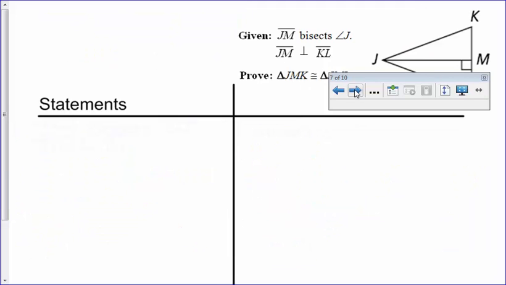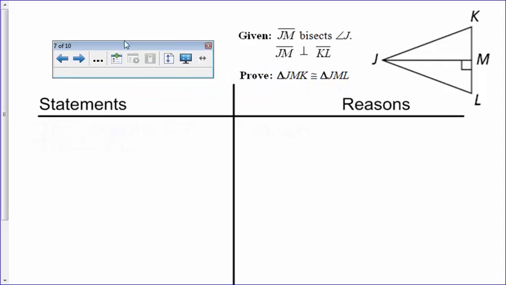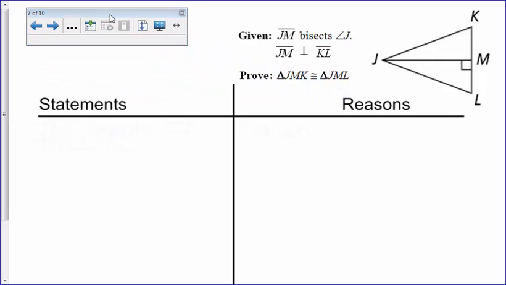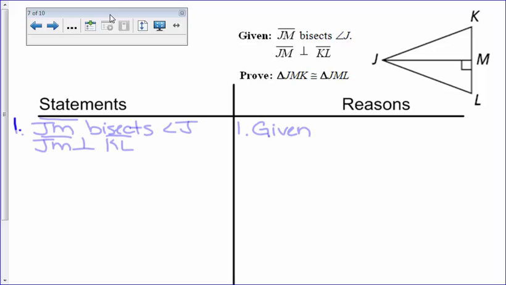Okay, so let's go ahead and take a look. This is more of a longer proof that you'll need to know because it doesn't really give you anything congruent yet in the given. So let's go ahead and take a look. Step 1, just rewrite the given. It says JM bisects angle J, and JM is perpendicular to KL.